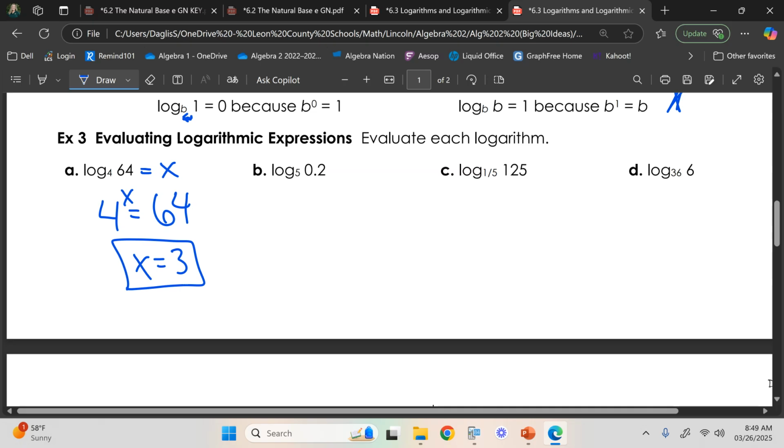My next one, log base 5 of 0.2. So that's equal to a missing exponent. So 5 raised to what equals, and I'm going to rewrite 0.2 as a fraction. What is 0.2 in fraction form? 1 over 5. Because that helps me see some properties that happened. What is my exponent? -1. Good.